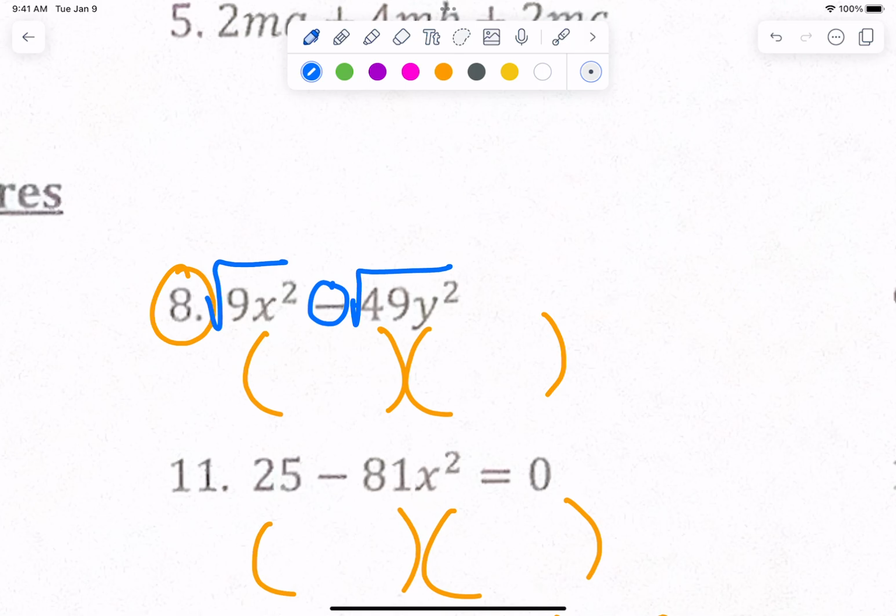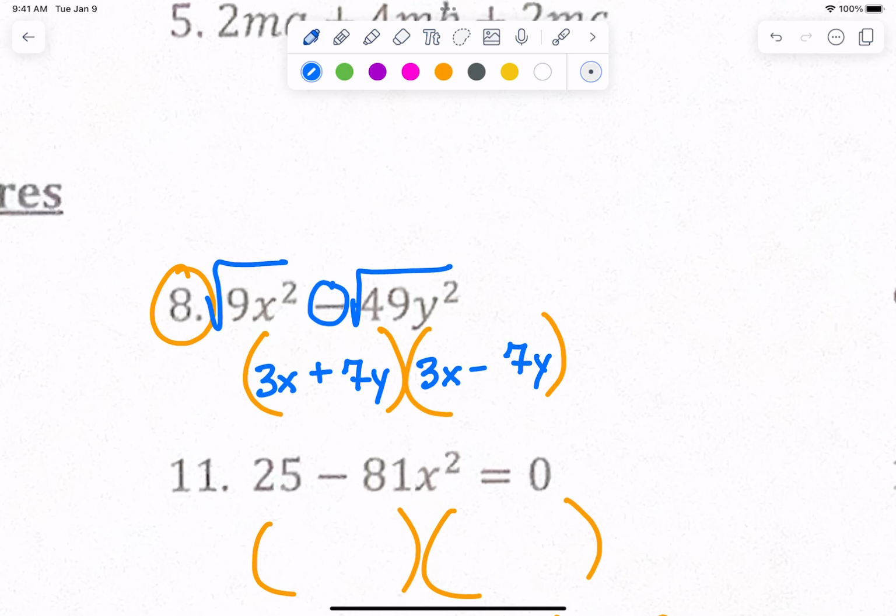Got it? Now, a difference of squares will only have 2 pieces, right? 2 pieces. All right, so what is the square root of 9x squared? 3x. It goes here and it goes here. The square root of 49y squared is 7y. One goes here and one goes here. What goes in the middle? Plus and minus. Does it matter if you do minus and then plus? No, it doesn't matter which one's first.